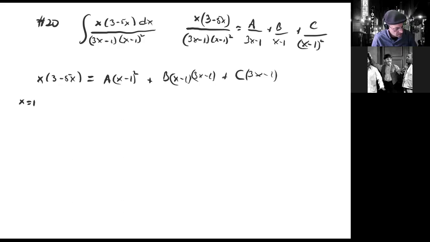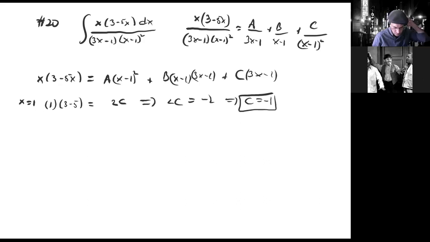So on the left side, if I substitute x equals 1, I get 1 times (3 minus 5), which is equal to, well, the first term vanishes, the second term vanishes, and the third term becomes 2c. So that tells me that 2c is equal to -2, so c equals -1. Let me box that off. Okay. What about the next test point? Well, the next obvious test point is x equals 1/3.